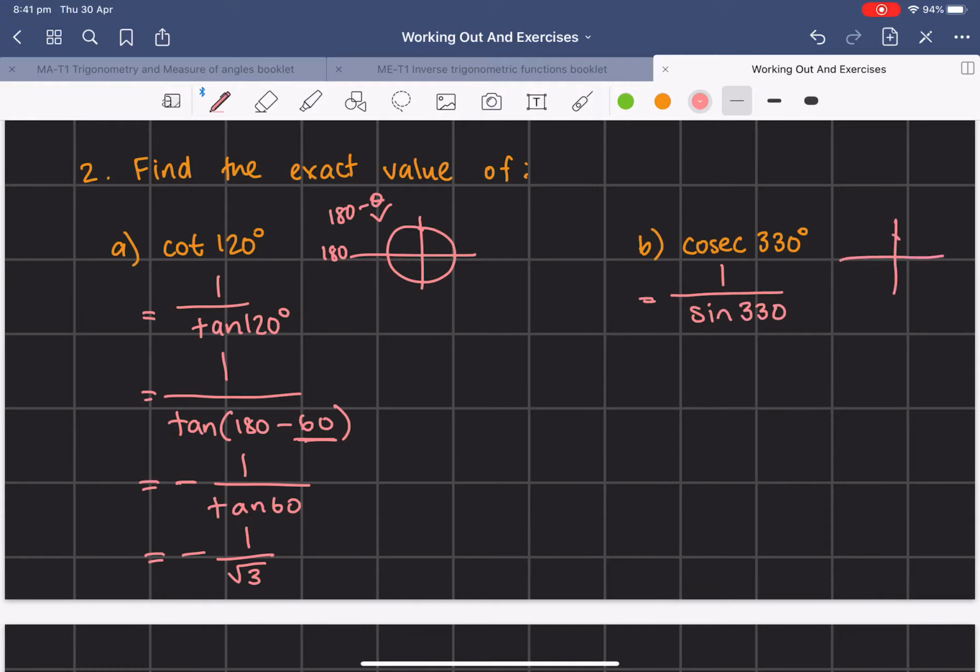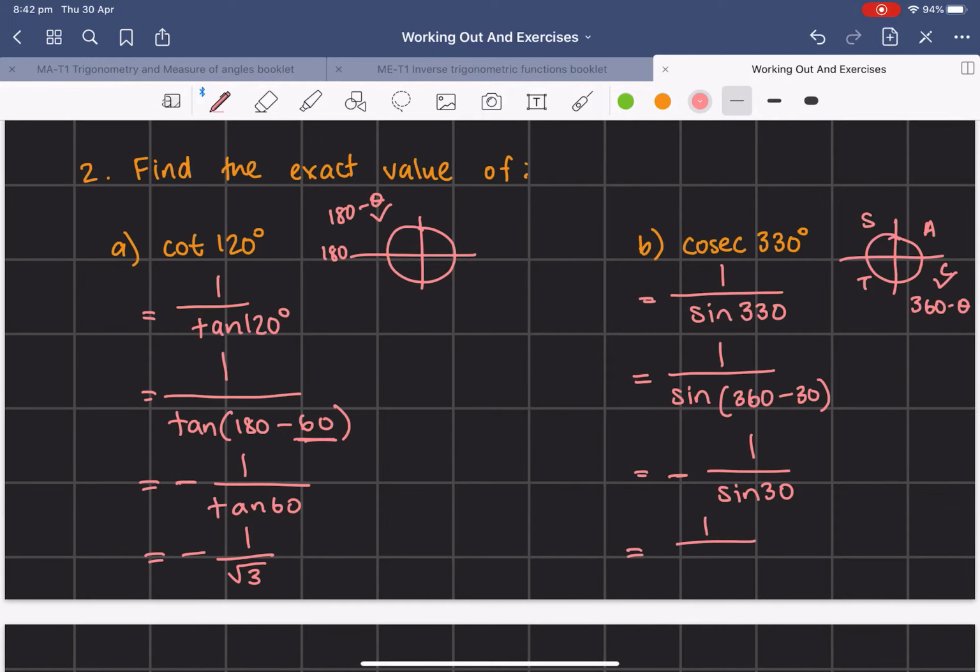Which quadrant is it in? 330 is in the fourth quadrant. And we work out the angle in the fourth quadrant by doing 360 minus theta. So it's going to be 1 on sine 360 minus 30. So it'll be 1 on sine 30. But I need to decide, all stations to central, is it positive or negative in the fourth quadrant? Well, in the fourth quadrant, sine is negative, so it's going to be negative.